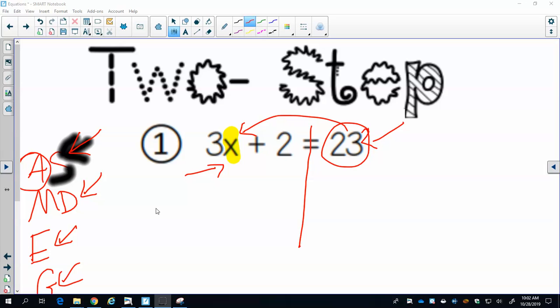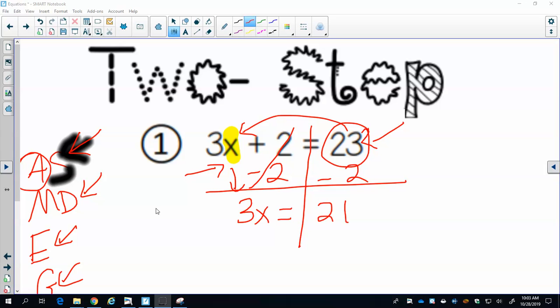So we undo addition by subtracting. This is a positive 2. We're adding 2, and we get rid of that by subtracting 2. Or with our models, we'd be putting in a negative 2. So you're going to subtract 2 from both sides. When I subtract 2 from the left side, what do I get? What's 2 minus 2? 0. So it cancels out, but we still have 3x. So we're going to bring down our 3x. And then on the right side, we subtracted 2 or added a negative 2, and we're going to have 21.